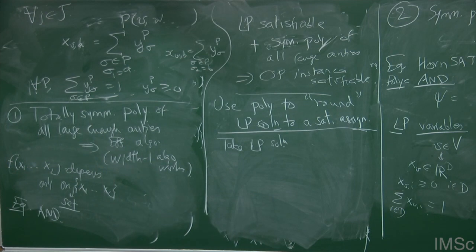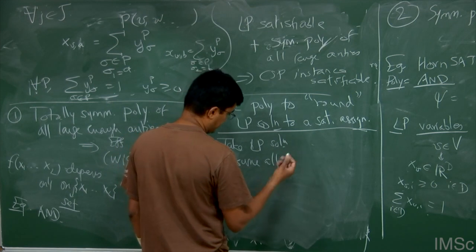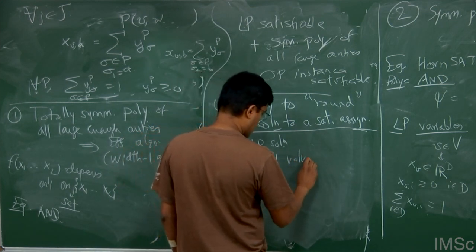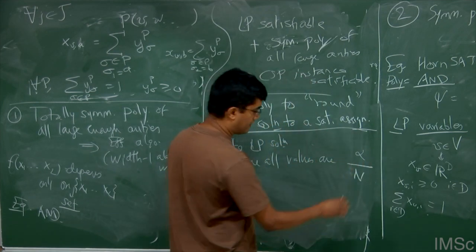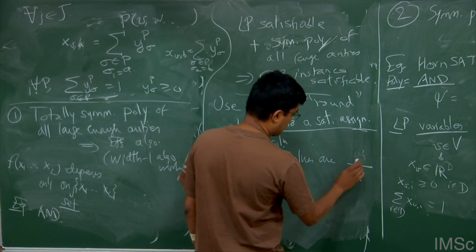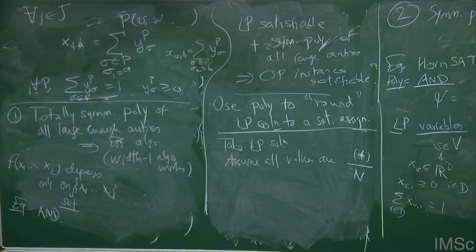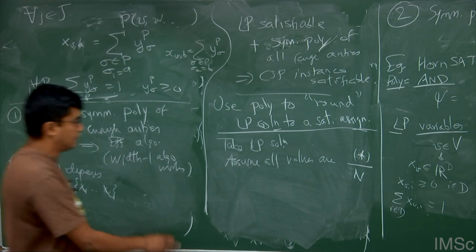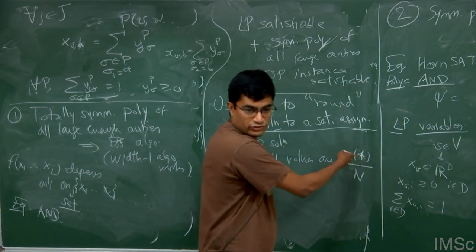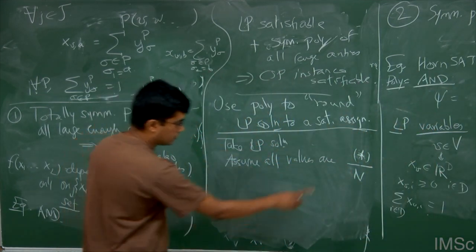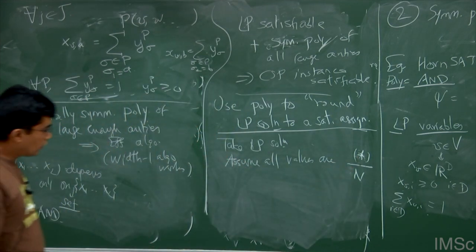So you can assume that all values are of the form alpha_i by n, some number by n. So take the least common denominator of all the fractions which occur in your LP and so on. So basically assume that it's some number by n. All these numbers are at most 1, so it will be some integer between 0 and n, divided by n. Okay. So you just assume this, and then what we are going to do is the following.